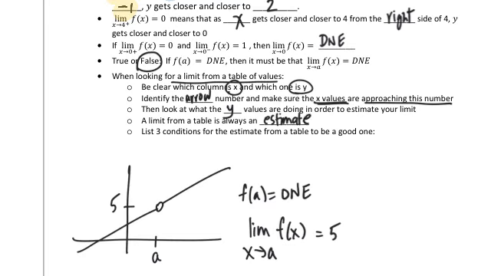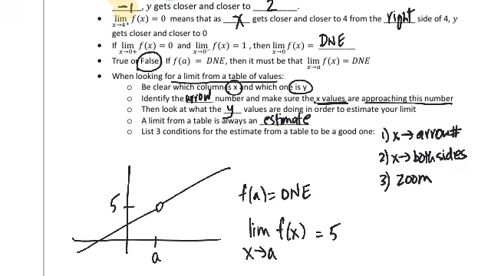And the three conditions for the estimate to be a good one are that x approaches the arrow number, that x approaches from both sides, and then the last condition is that the decimals are getting more and more precise. You're zooming in as you try to make your estimate.